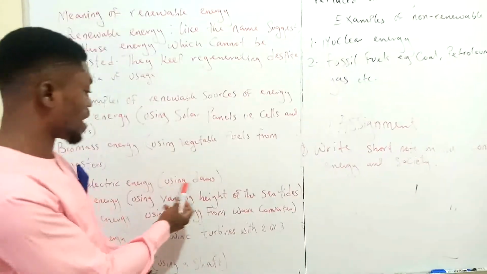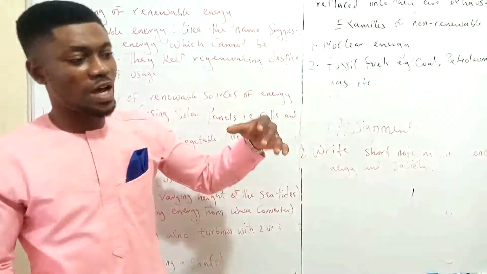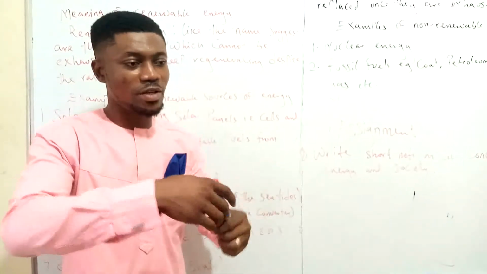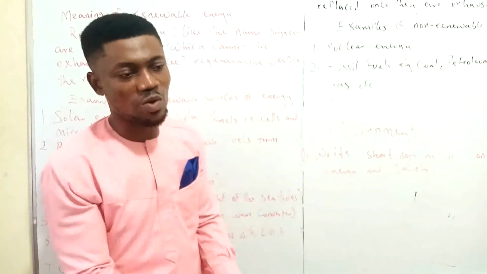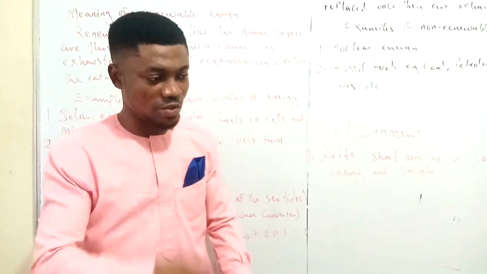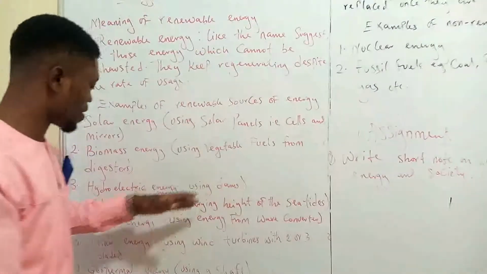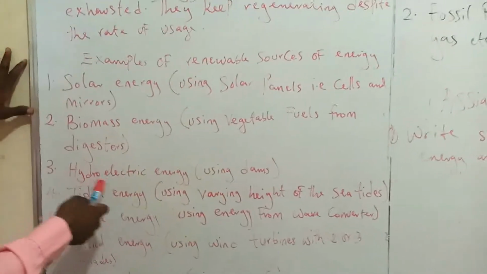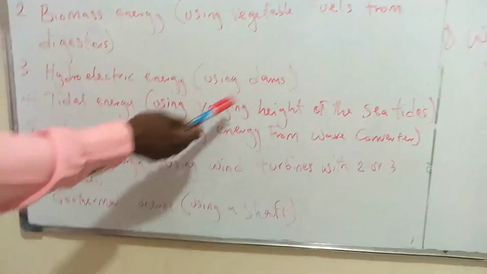Remember, dams. That is hydroelectric energy, where you have turbines, where water falls in the dam and it turns the wheels of the turbine. And as the turbines turn, what does it do? It generates electricity. So number 3 here once again is hydroelectric energy, that has to do with using dams.